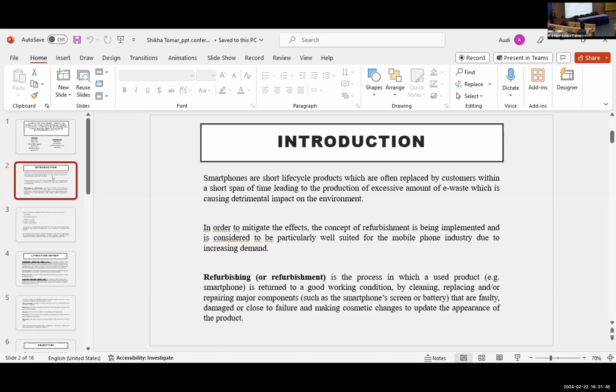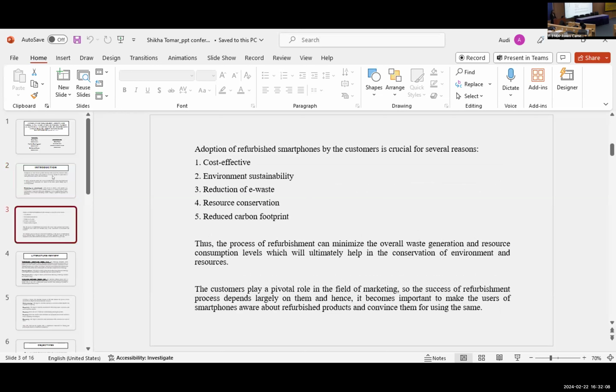Refurbishment is the process in which an item is repaired, renovated, or restored to a condition that resembles its original state. In the context of electronic products like smartphones and laptops, it is a process of inspecting, renovating, and testing to ensure that the item meets all the quality standards before making it available for resale. Now, the adoption of refurbished smartphones by the customers is crucial due to several reasons. Firstly, it is cost effective.